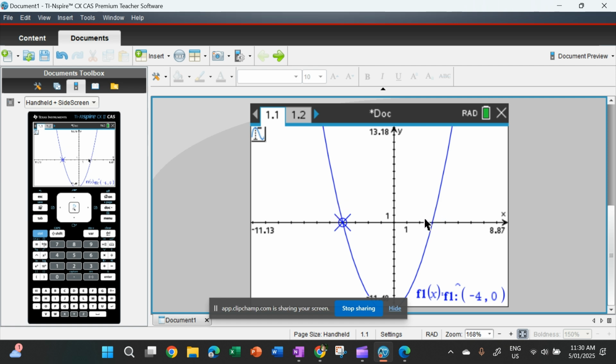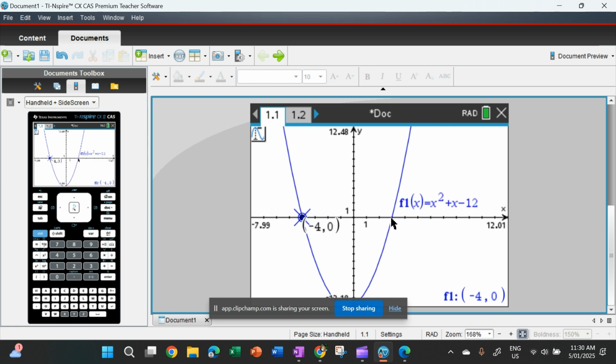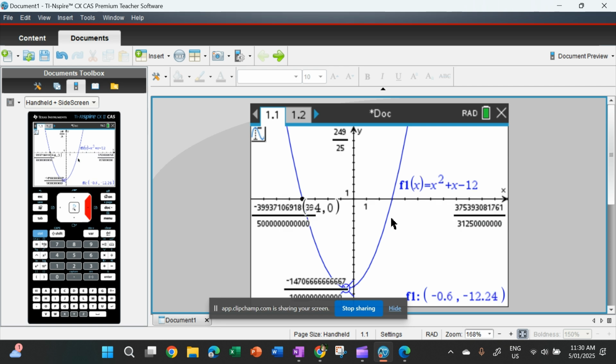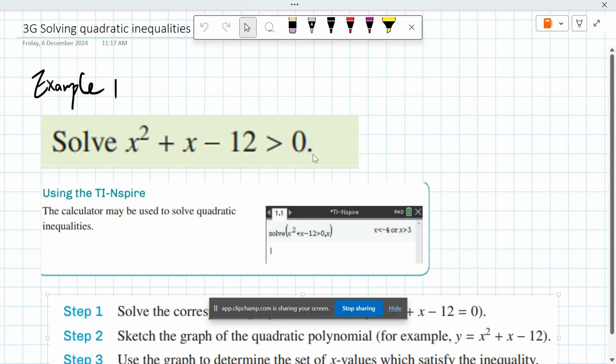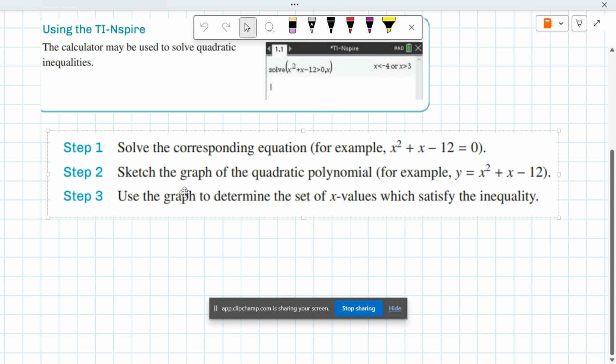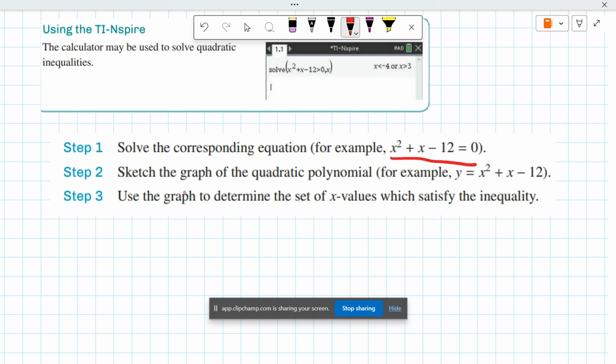And also, when x is greater than 3, your graph is going above zero. That's why we can find these lines. So now what we do is step one, we try to find the x-intercepts, when y equals 0. Then we sketch the graph, and once we have sketched the graph, we determine the solution to the inequality from the graph.